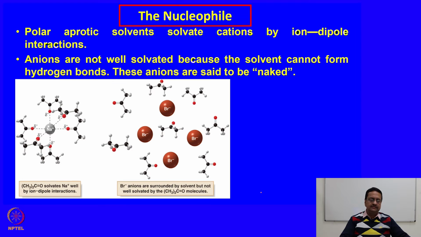Polar aprotic solvents solvate cations by ion-dipole interaction that we have already shown, like in the case of acetone, it forms ion-dipole interaction, but anions are not well solvated because the solvent cannot form hydrogen bonds. So, these anions are said to be naked. The anions which we have here do not interact with the solvent, which is acetone. So, Br minus anions are surrounded by solvent, but not well solvated.